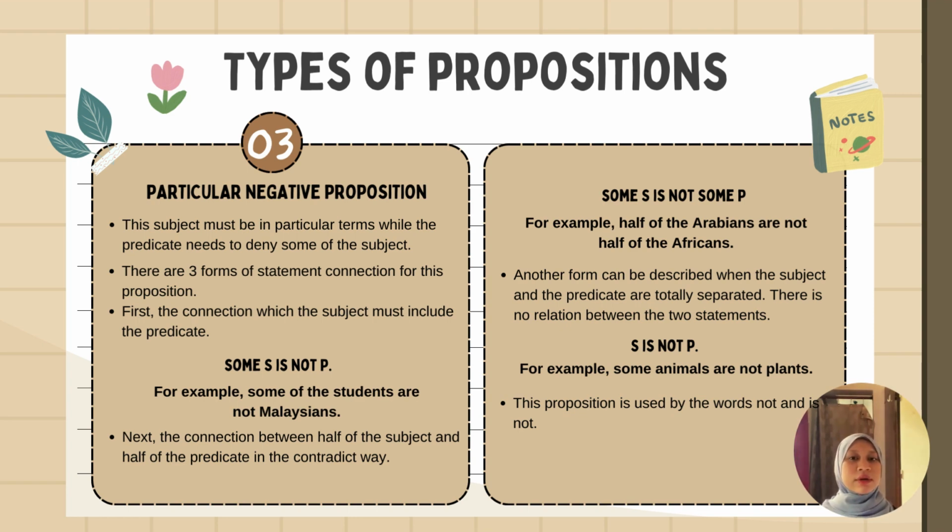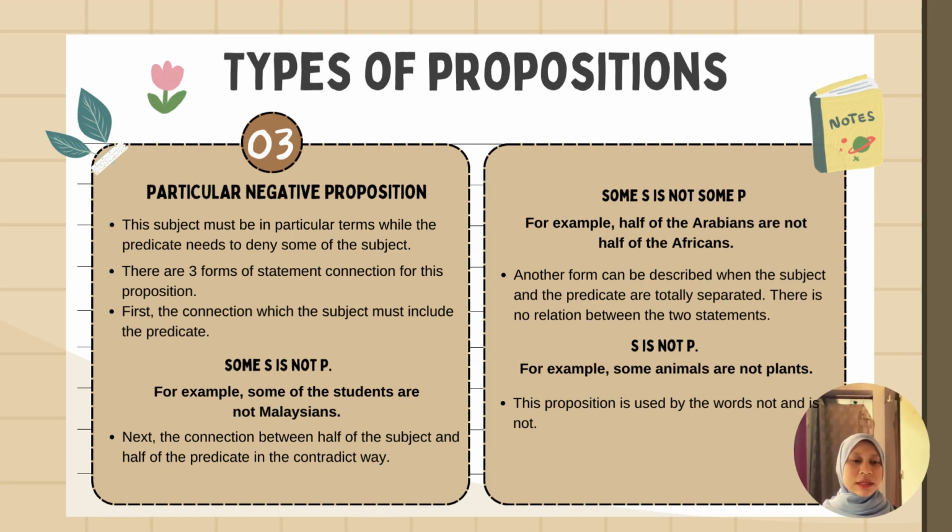The formula for this proposition is some S is not some P. For example, half of the Arabians are not half of the Africans. And the last form can be described when the subject and the predicate are totally separate. There is no relation between the two statements. The formula is S is not P.